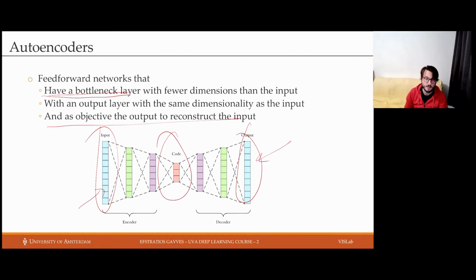And in the end, we have an objective to reconstruct the input using the output. So basically we want to train our neural network such that our output looks as close as possible to our input.